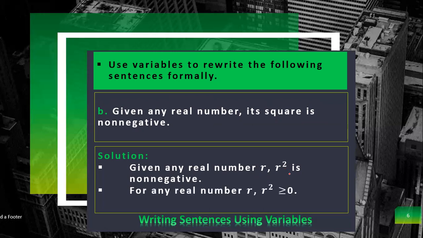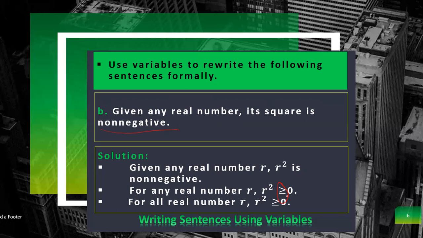We can also write this as, for any real number r, r squared is greater than or equal to 0. We can make use of this symbol as well because it says here non-negative. Now the number 0 is non-negative as well, and the numbers that are greater than 0, so we have 1, 2, 3, 4, and so on. All right. So from 0, 1, 2, 3 up to infinity.